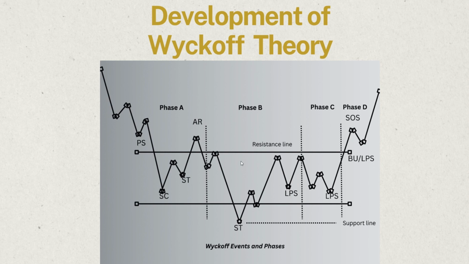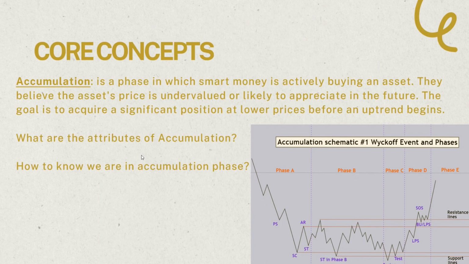So in this course, you would understand the events that happen in phase A. What are the events, what are the attributes of phase A, phase B, phase C, and phase D, respectively. All right. So the core concepts of Wyckoff analysis are accumulation and distribution. Those are the major core concepts: accumulation and distribution.